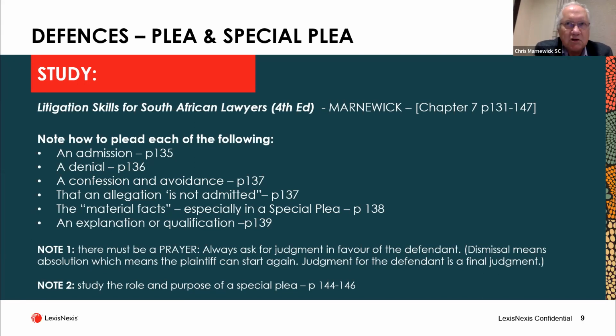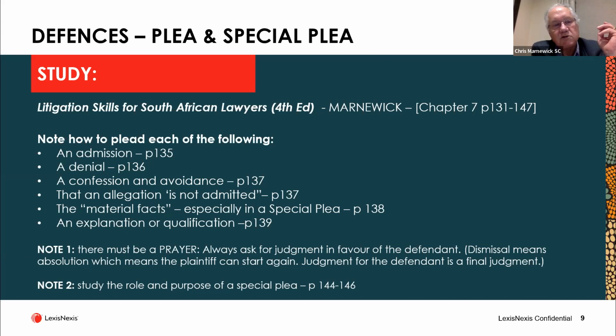All of those additional words are meaningless because if the defendant denies the allegation, then the plaintiff has to prove it. Next is a confession and avoidance. Confession and avoidance means that you admit something, but you have an explanation for it. So then the defendant would plead, the defendant admits the allegations in paragraph 7 of the particulars of claim, but alleges that he has paid the full amount owed to the plaintiff. Okay, so you see the answer is yes, what the plaintiff says is true, but I've paid him. That's called a confession and avoidance.